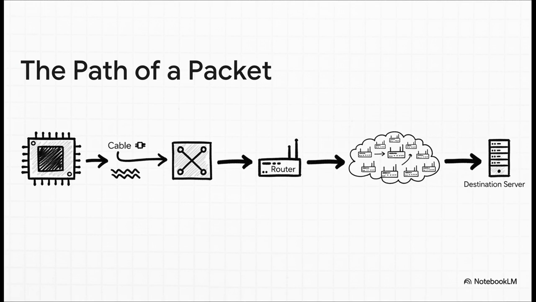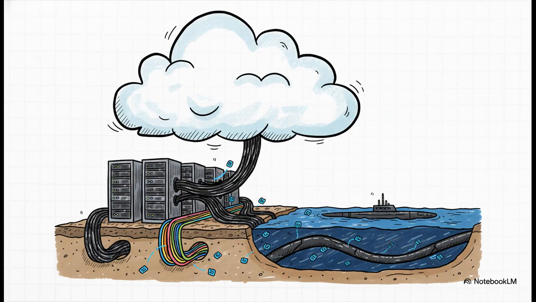Let's just quickly recap the physical path our little email just took. So let's put it all together. It started at the NIC, which translated your data. It traveled through a cable or through the air. It got directed around your local network by a smart switch. Then it hit the internet through a router. From there, it hopped between countless other routers all over the world, like a high-tech relay race, until it finally arrived at its destination.